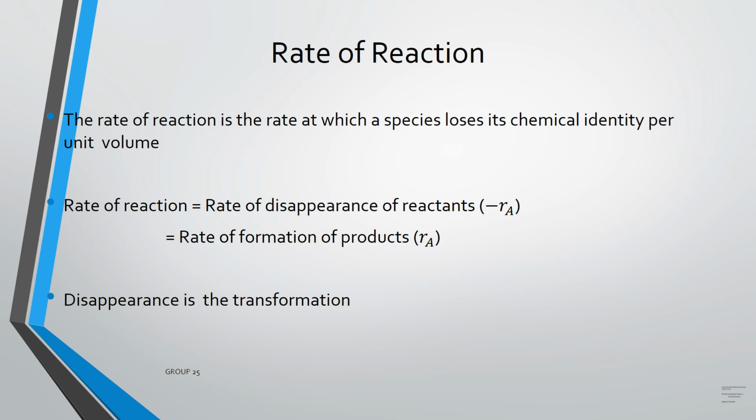The rate of a reaction. Rate of a reaction tells us how much of a chemical species is being consumed or disappearing per unit time, per unit volume. Simply, we can say that the rate of a reaction is the rate of disappearance of reactants or the rate of formation of products. Disappearance used in this context is not simply disappearance, but the loss of identity of a chemical species.